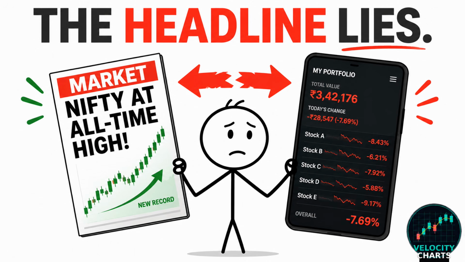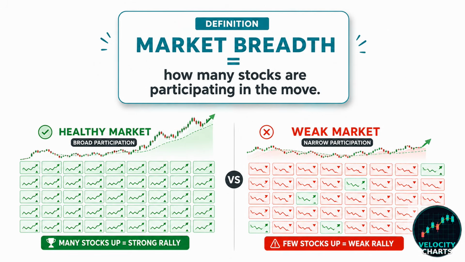By the time the index finally catches up to the breadth, the damage is done. Their accounts are already down 15%. They keep wondering, but the market is up. Why am I losing? Because the market wasn't up. Only the index was. Market breadth answers one simple question: how many stocks are actually moving with the index?